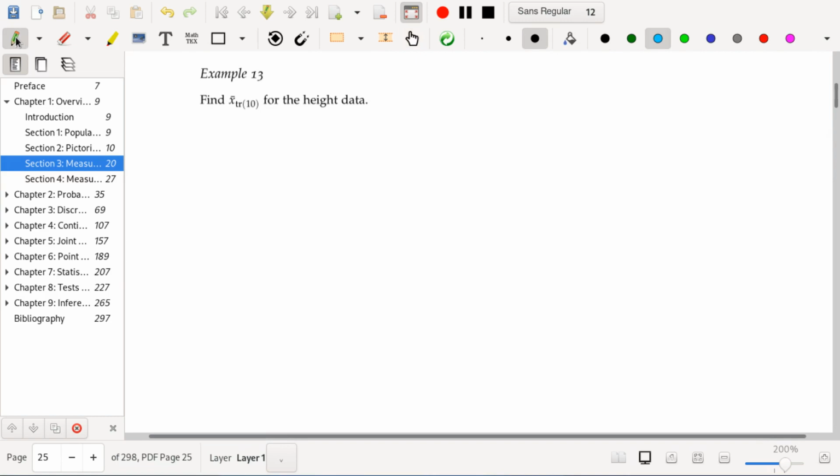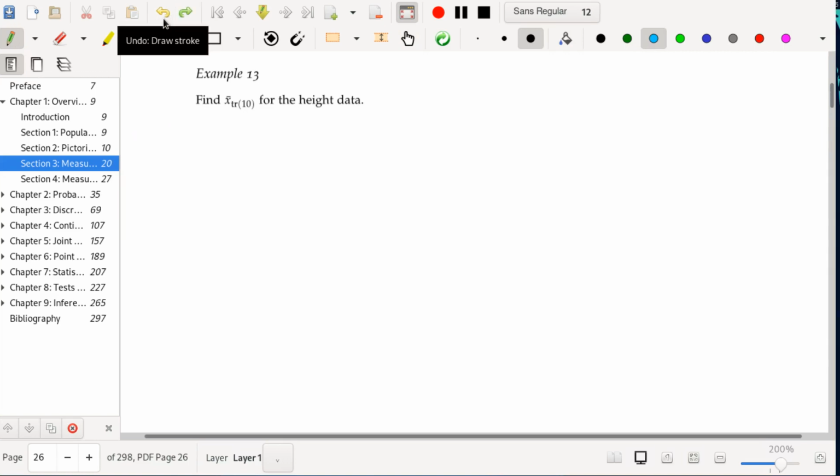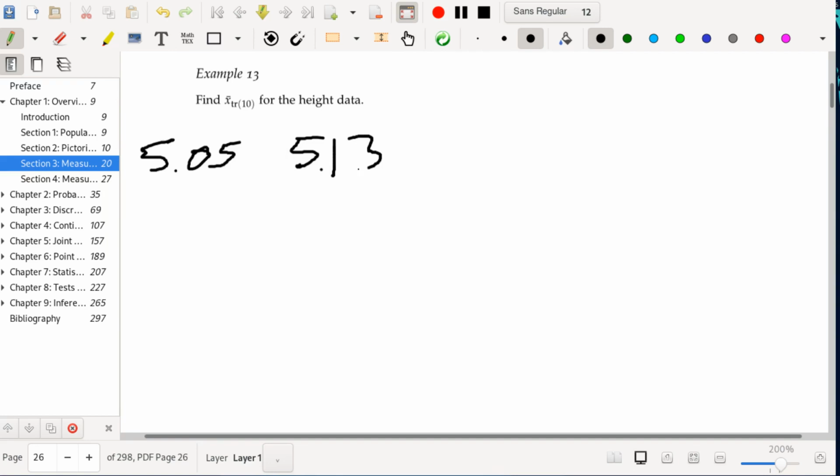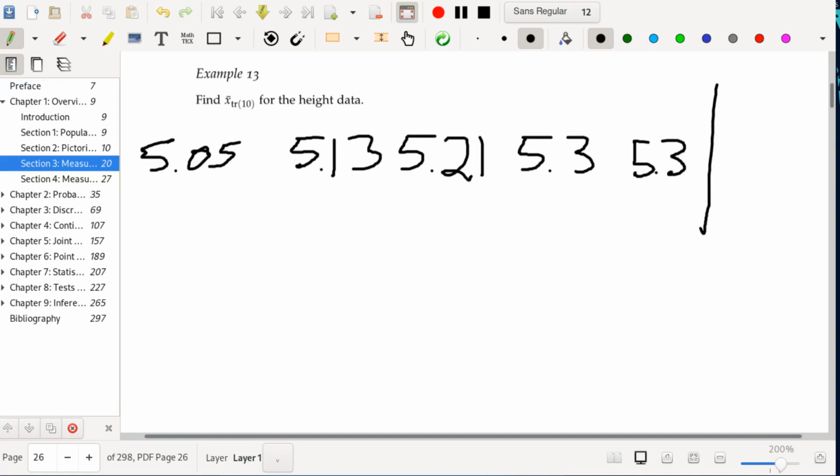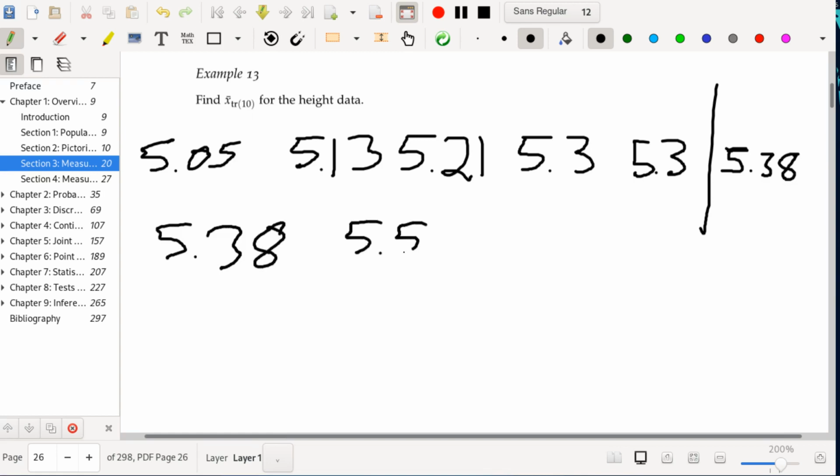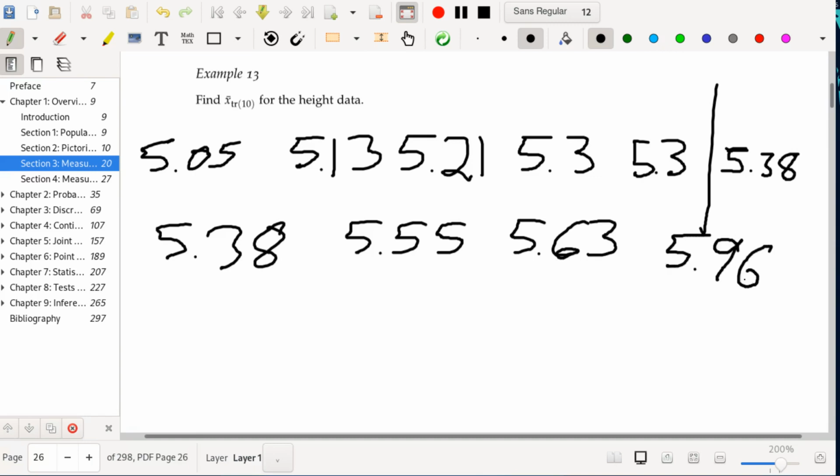So let's go ahead and rewrite that data set. For the height data set, I've got 5.05, 5.13, 5.21, 5.3, 5.3, and this splits the data set in half. The next numbers are 5.38, 5.38 again, 5.55, 5.63, and 5.96. Okay, so there are 10 numbers in this data set.